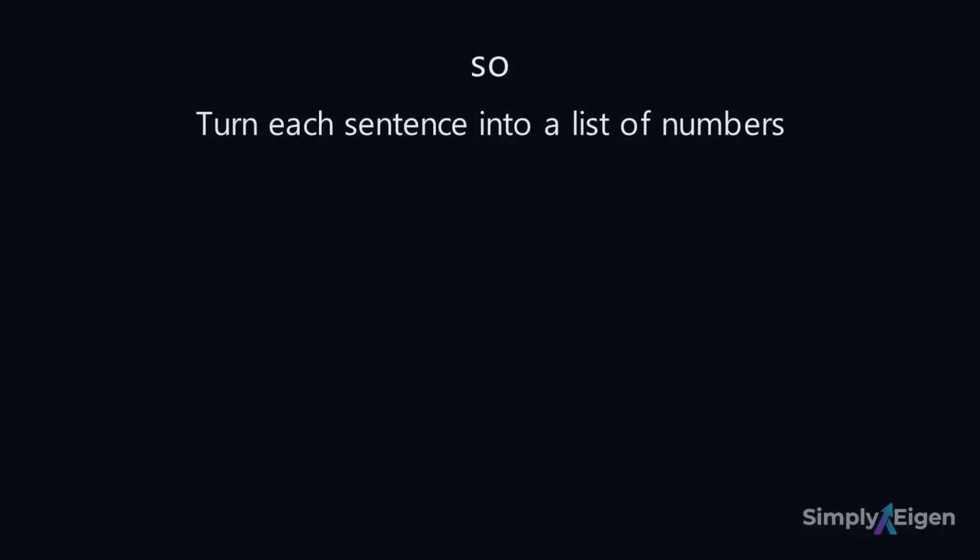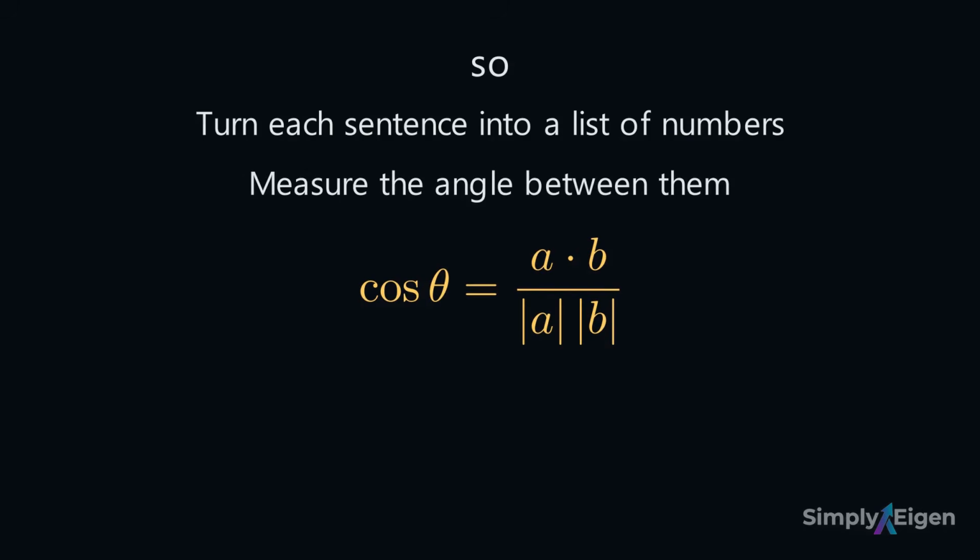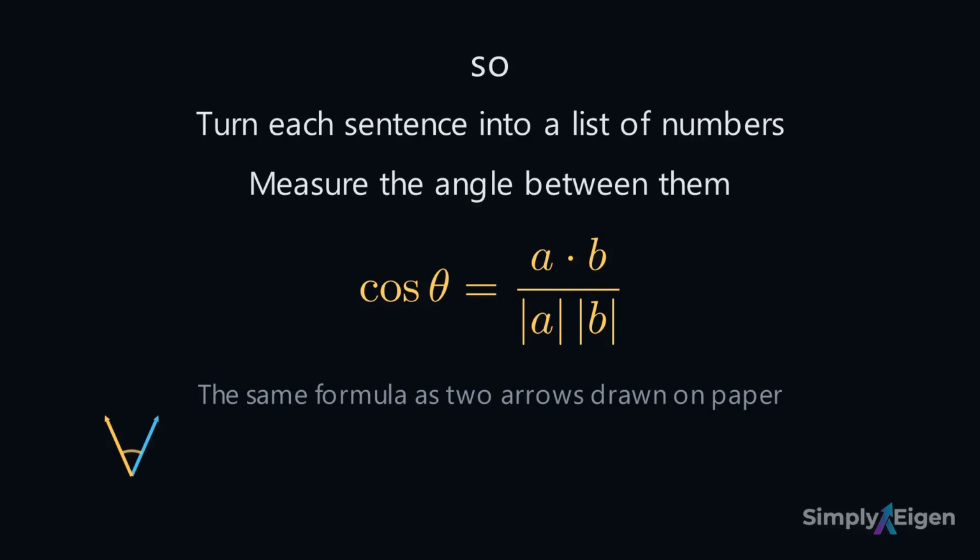So, a machine knows that two sentences mean the same thing by turning each of them into a list of numbers and measuring the angle between them. The measuring is the dot product, divided by the lengths. It is the same formula you would use to find the angle between two arrows drawn on paper, running in a room with 1,500 dimensions instead of 2. The room is new. The geometry is not.